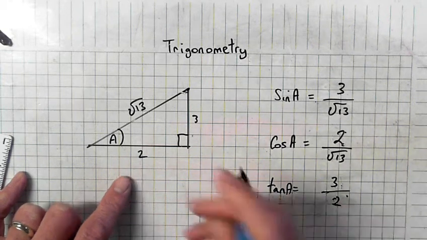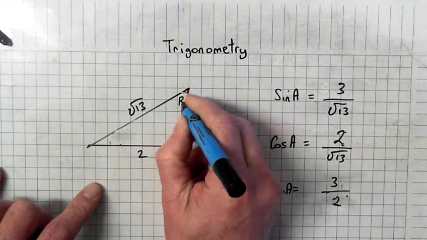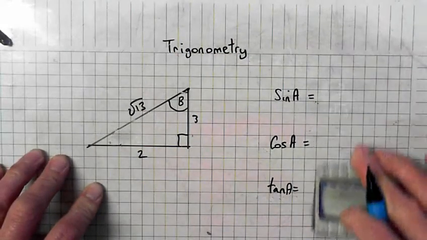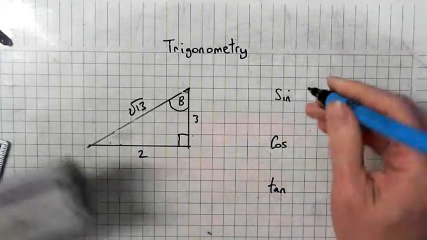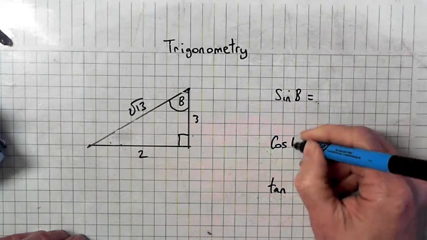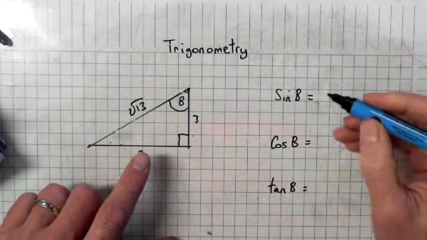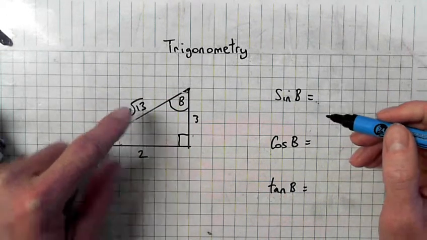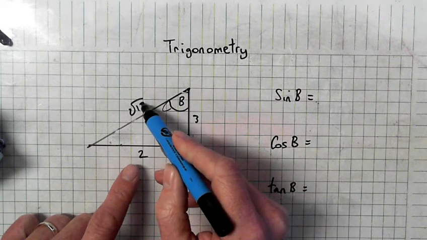Yeah? Alright, so in the same question, they have another bit. Find the sine, cos, and tan of B, in the same triangle. So sine is opposite over hypotenuse, isn't it? So we're standing at B. There's the opposite now, and that's the hypotenuse.